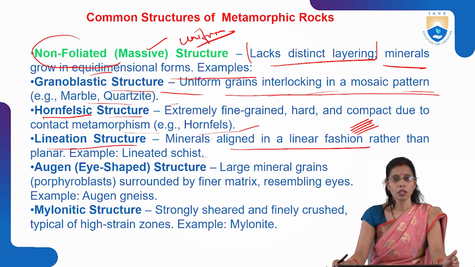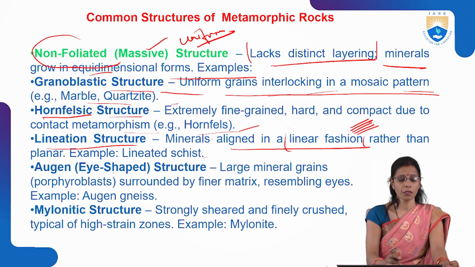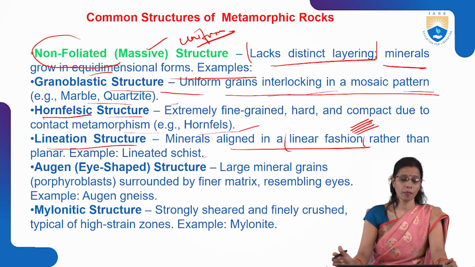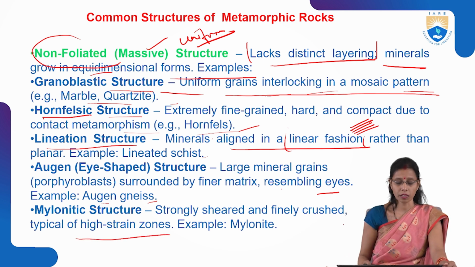Schist is a kind of metamorphic rock. When you see this kind of rock, you may see the linear fashion of it. Now you have an augen structure. Augen is an eye-shaped structure, like large mineral grains or porphyroblasts surrounded by a finer matrix, resembling eyes. Example, augen gneiss. Now you have a mylonitic structure, strongly sheared and finely crushed, typical of high strain zones. For example, mylonite.